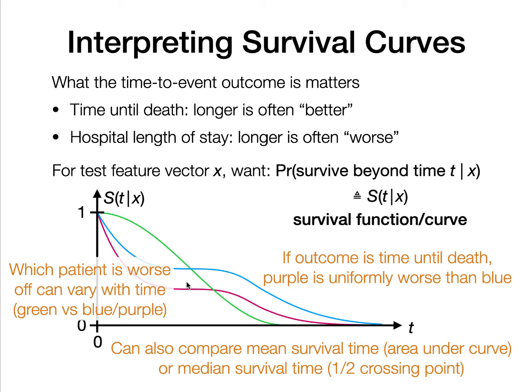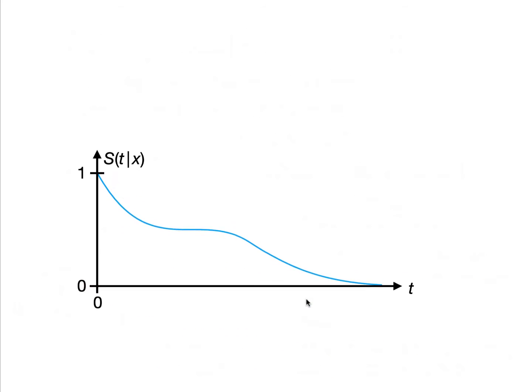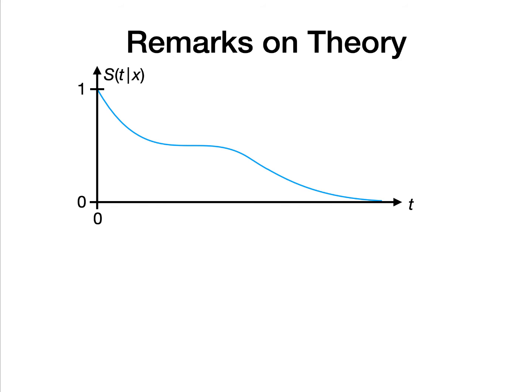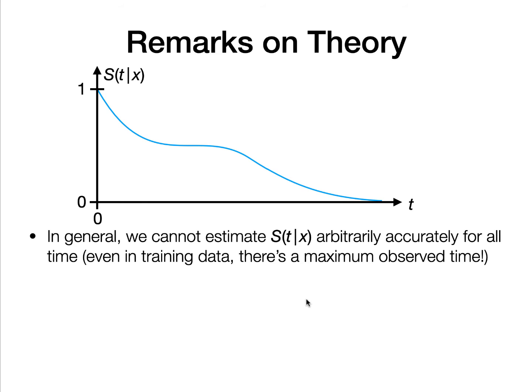All right, so the next thing I'll say a little bit about is theory. In this tutorial, I'm not going to go into any details on theoretical guarantees, but it's good to know a little bit about when we should even expect the estimators to work well. One thing that is the case is that we cannot estimate the survival curve arbitrarily accurately for all of time. One intuitive way to think about this is that even in the training data, there's some maximum observed duration that we see. So for values of t larger than that maximum observed duration, our estimate for the survival curve will just be some sort of extrapolation.